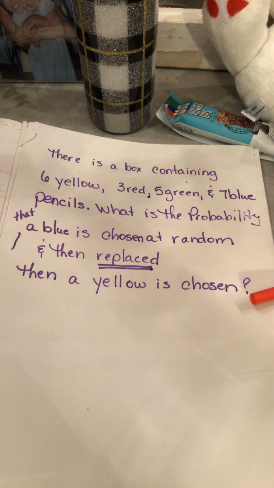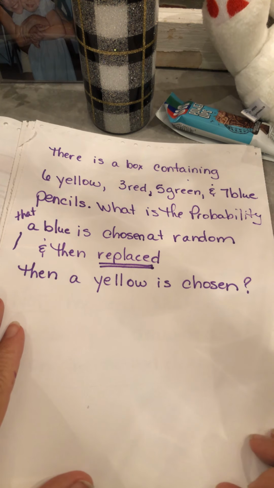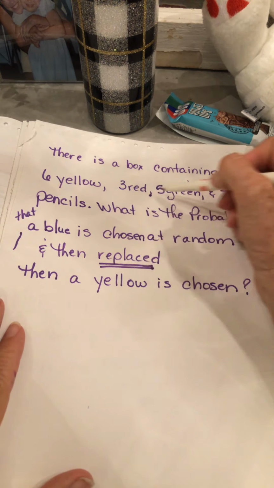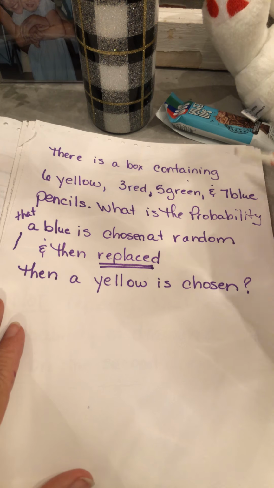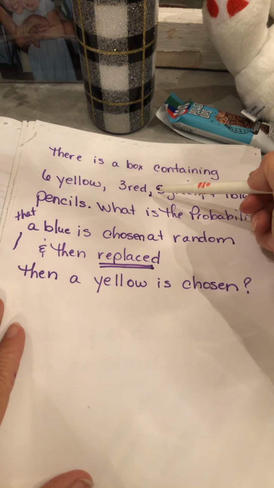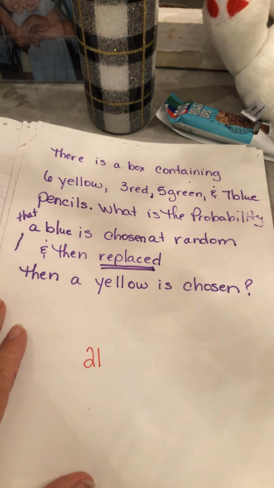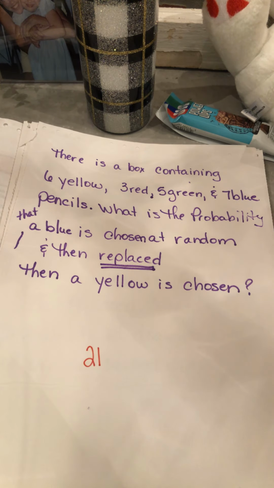These were missed on the probability quiz. There is a box containing 6 yellow, 3 red, 5 green, and 7 blue pencils. What is the probability of a blue is chosen at random and then replaced and then a yellow is chosen? Well, first off, I have to figure out how many pencils I have. And the way I do it is I need to add up. So I need to figure out what 6 plus 3 plus 5 plus 7 is. When I add those up, I get 21. So that's how many total I have.